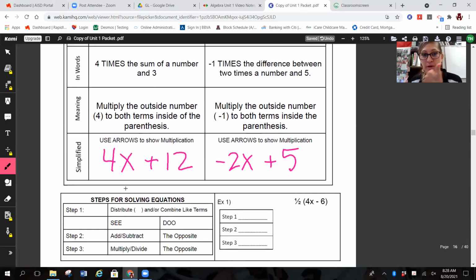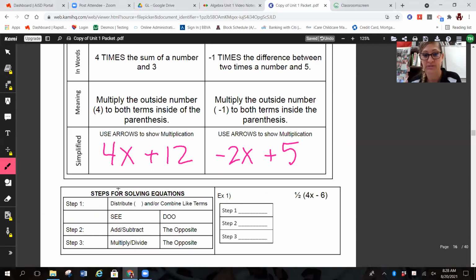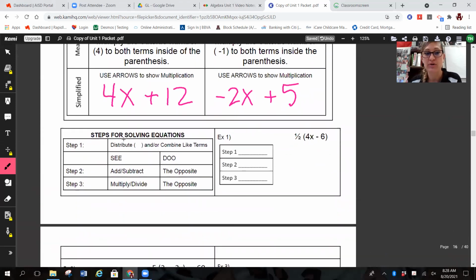So now that we know how to combine like terms, we know how to use the distributive property, we're ready to solve an equation that may have one or both of those properties. So here are our instructions for solving equations again. Our first step will be to check to see if there are any parentheses so that we need to distribute. Check to see if there are any terms that need to be combined. That's your first step.